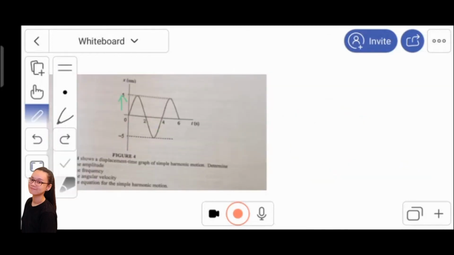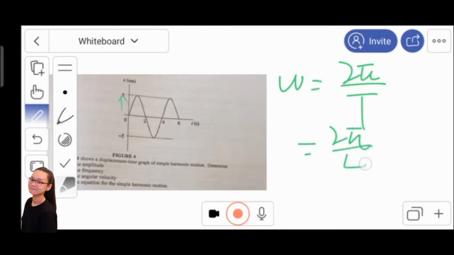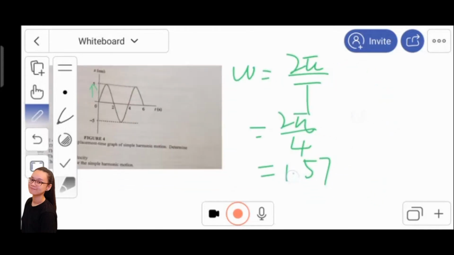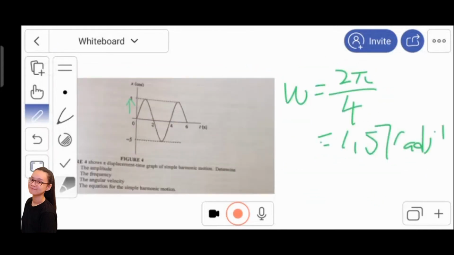Next, determine the angular velocity. Angular velocity equals 2 pi over T. So it's equal to 2 pi over 4, which means 1.57 radian per second. Or if you want to write it in fraction form, it also equals 0.5 pi.